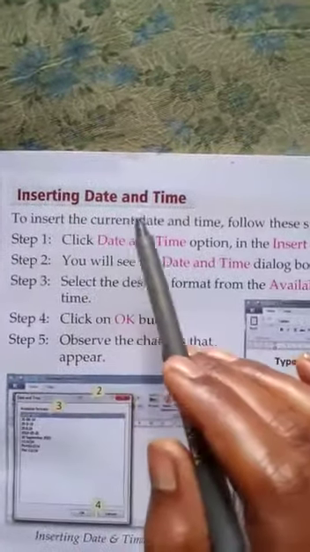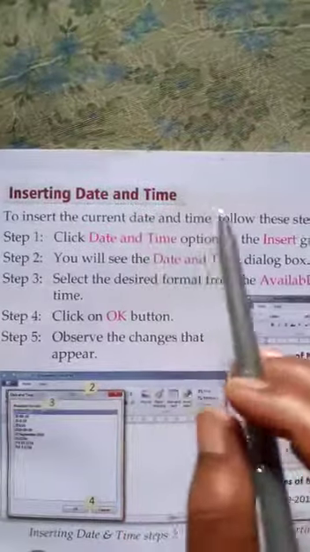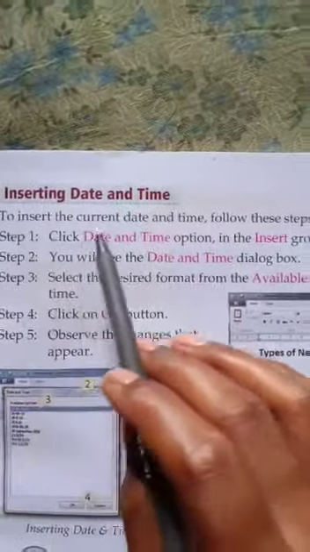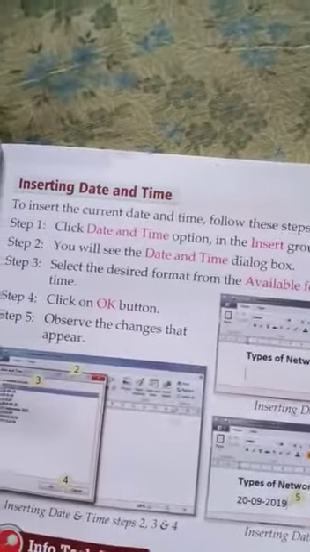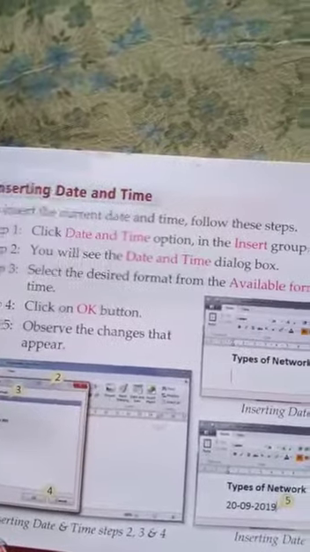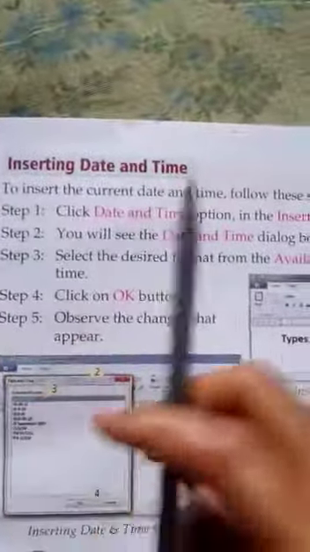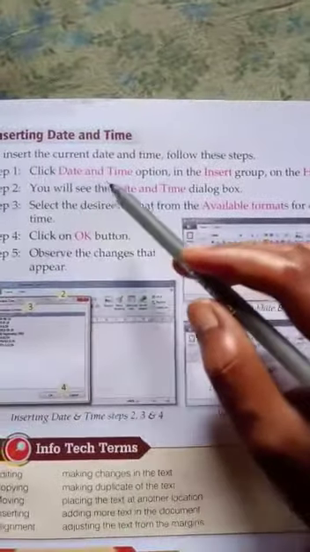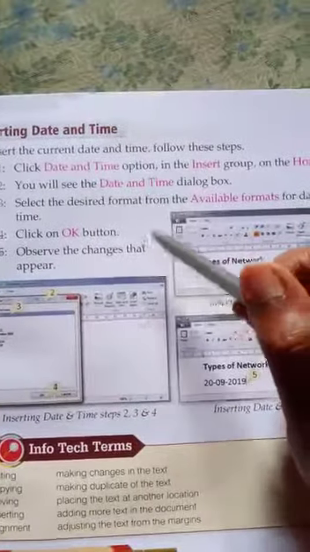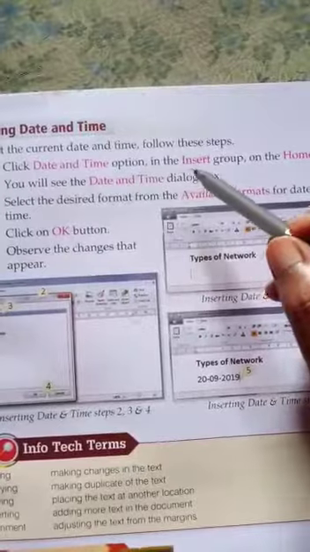Next, inserting date and time. How can you insert date and time? To insert the current date and time, follow these steps. Step 1. Click date and time option in the insert group on the Home tab. So first you click date and time option. Where is it present? It is present in the insert group of Home tab.